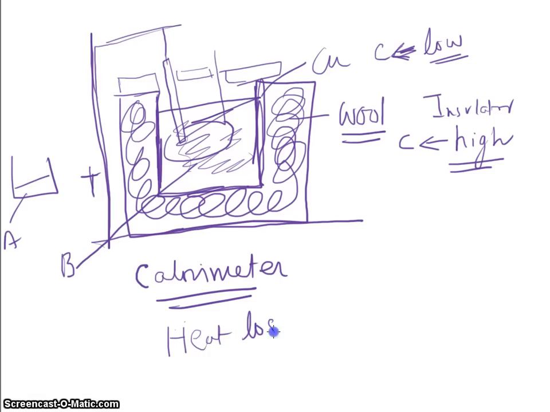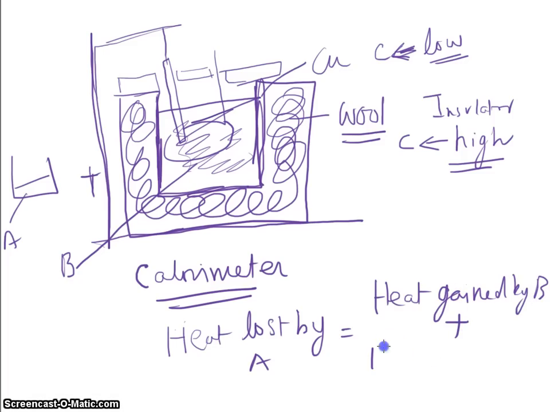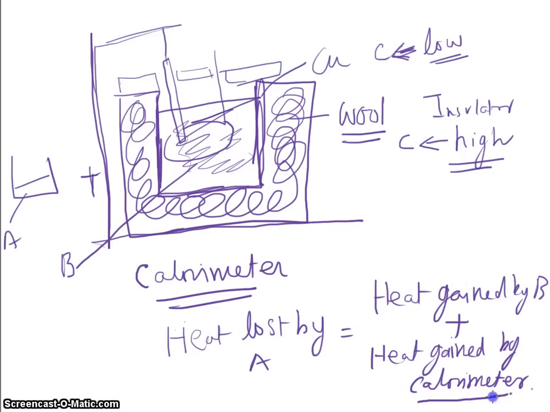So heat lost by A is equal to heat gained by B plus heat gained by the calorimeter. This is a very important aspect that you need to remember: the calorimeter also gains or loses some heat.